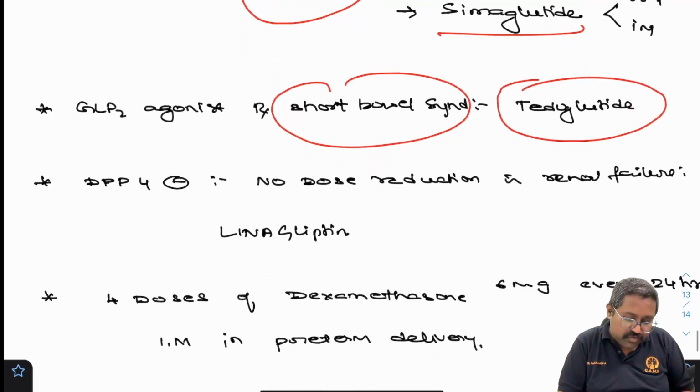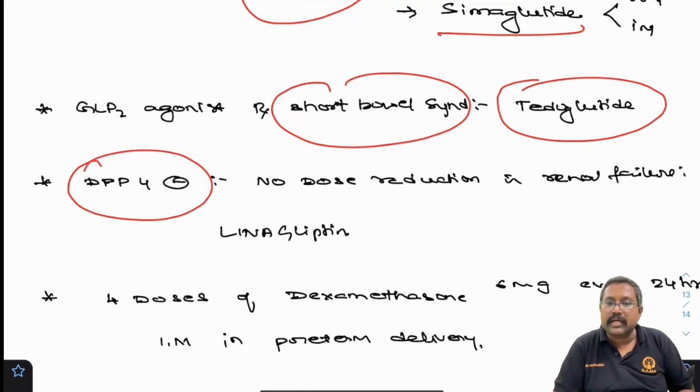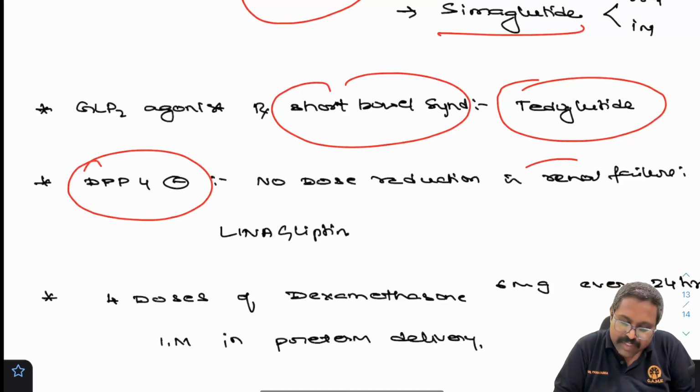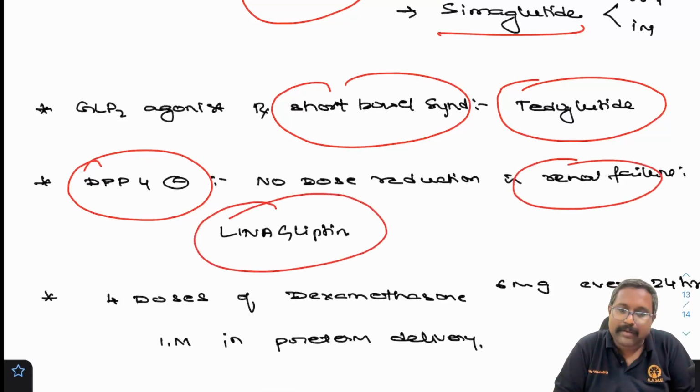Remember, this is the DPP-4 inhibitors. In case of DPP-4 inhibitors, which is the drug that does not require a dose reduction in case of renal failure? It is your linagliptin. Linagliptin is the DPP-4 inhibitor which does not require a dose reduction in case of renal failure.